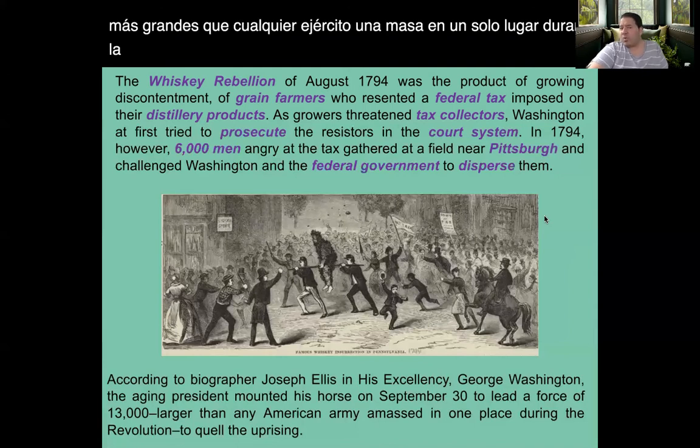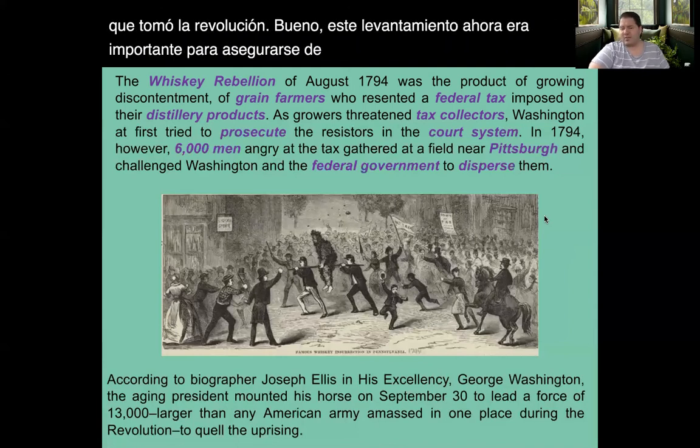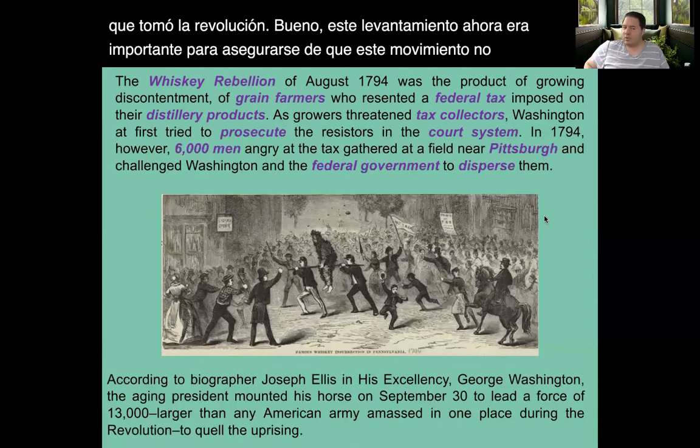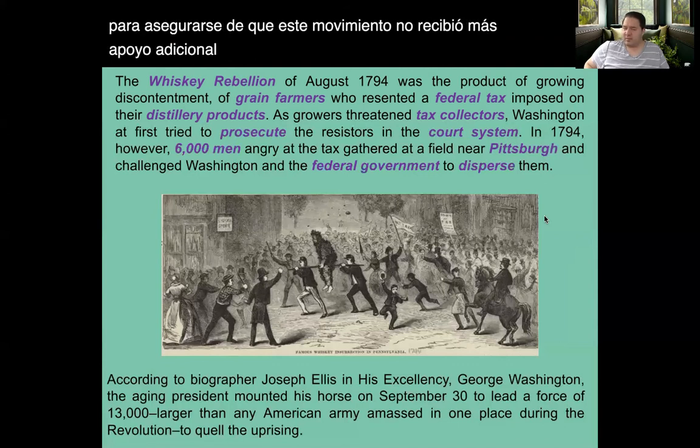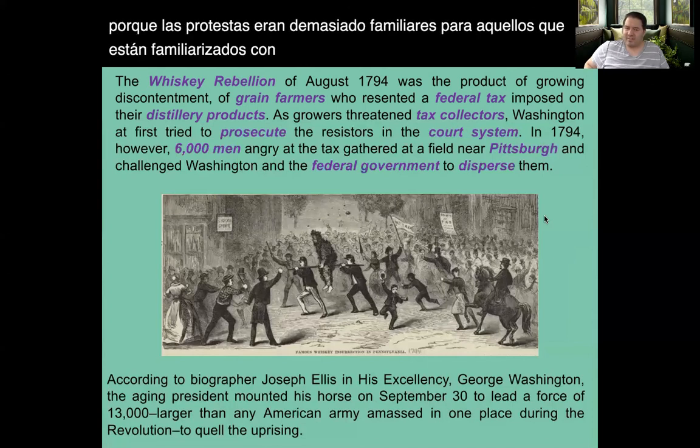Now, this was important to make sure that this movement did not receive further support, because the protests were all too familiar to those who were familiar with the Revolution, with the tarring and feathering of tax collectors and protests in the streets.